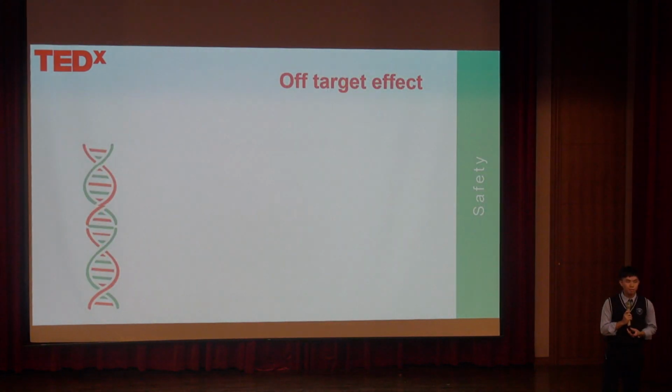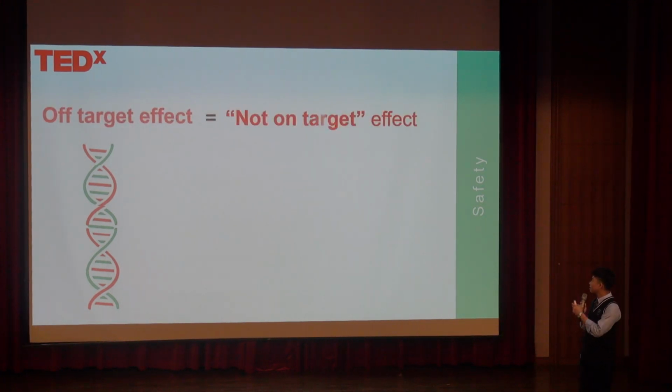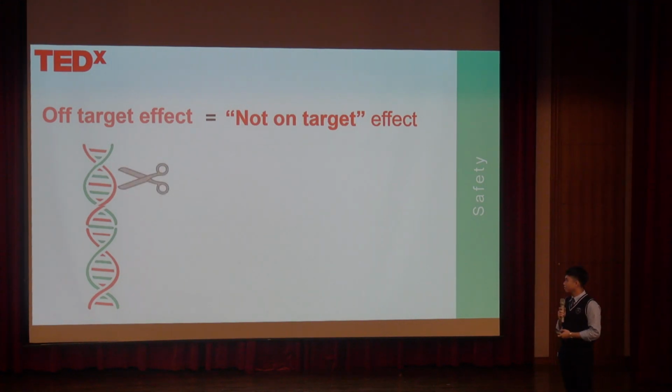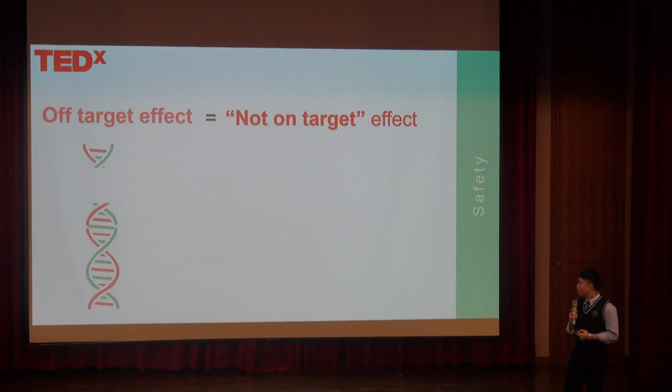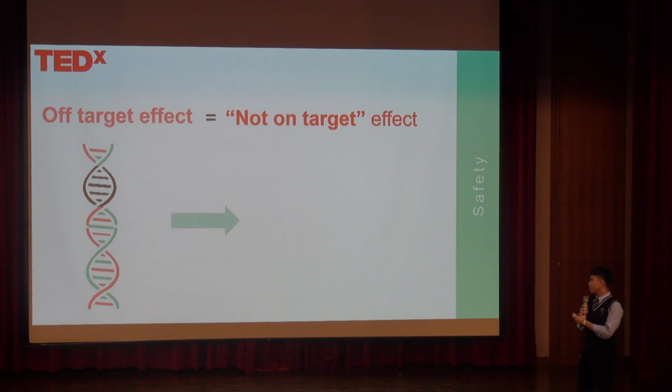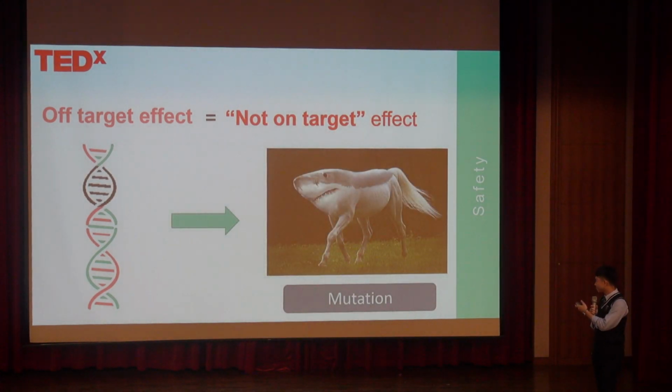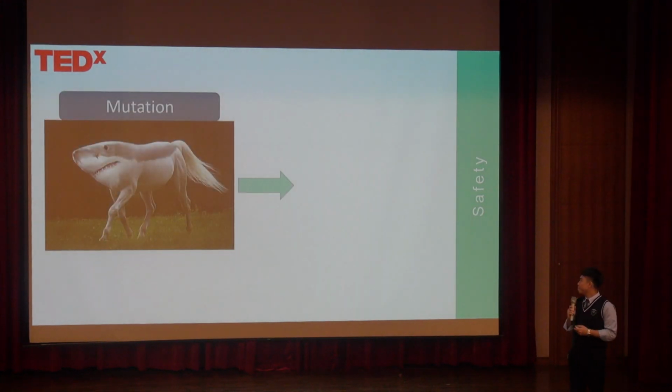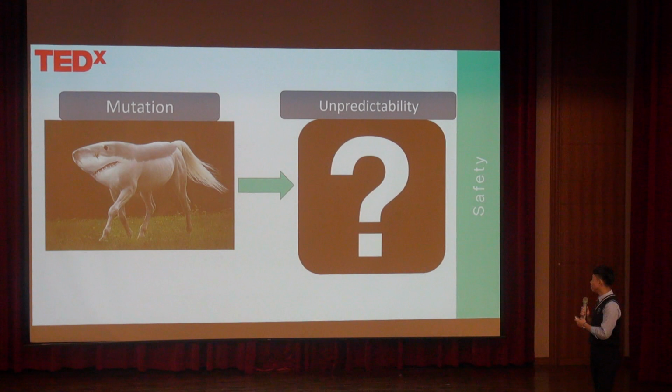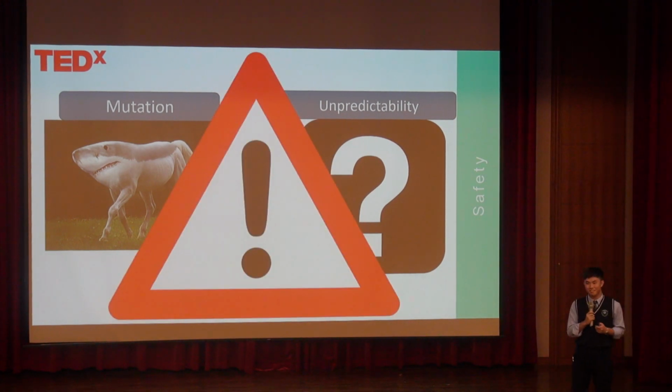Before we go on, we have to learn what the off-target effect is. Literally, off-target effect means non-on-target effect. Suppose that we're supposed to cut this sequence of DNA off, but we accidentally cut the wrong one. As we all know, once we cut off a sequence of gene, there's no way for us to bring it back. In some cells, it will automatically regrow the gene, but it will also lead to mutation. And mutation means unpredictability and the unknown, which is pretty dangerous and risky.